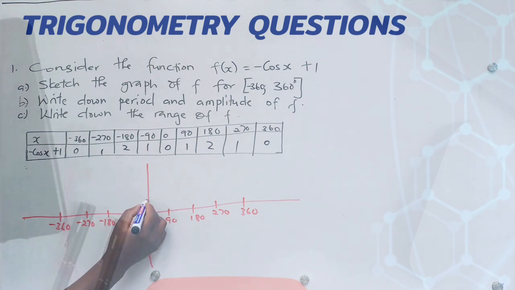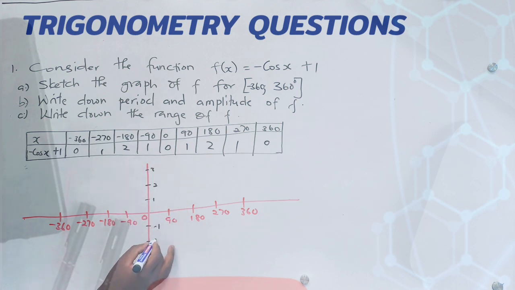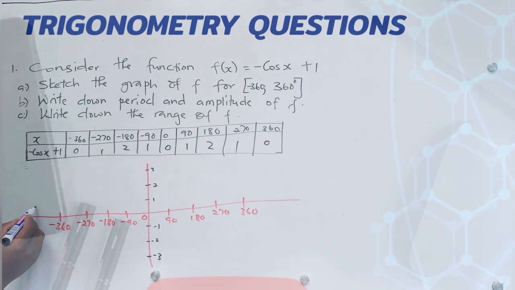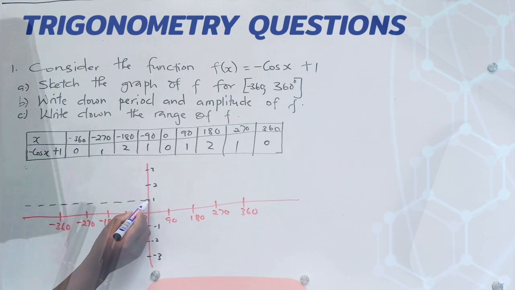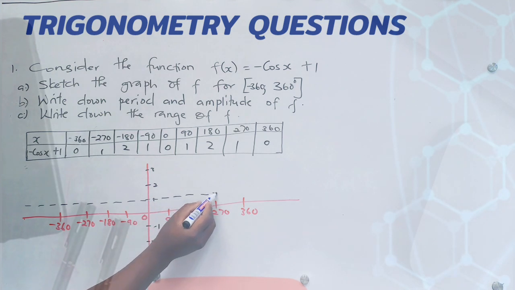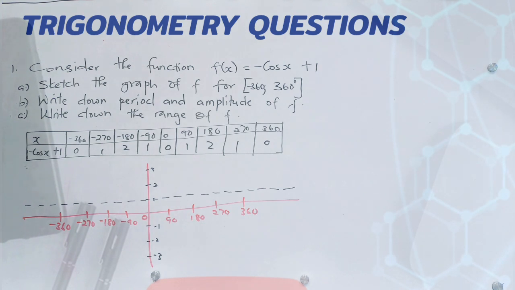So let me mark the x values. The y values are 1, 2, 3, minus 1, minus 2, minus 3. Since this is shifted 1 unit upwards, let me draw this new horizontal line. Then the first coordinate is minus 360 and 0. Then I mark minus 270 and 1.